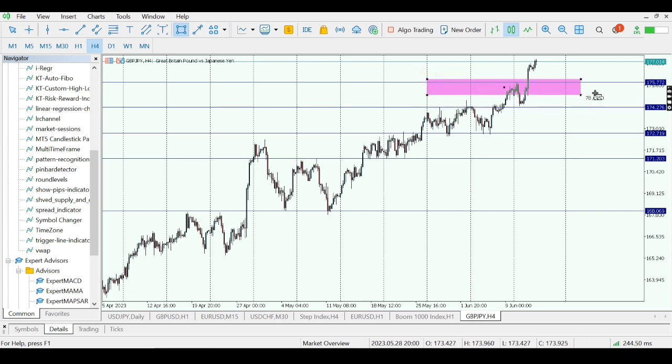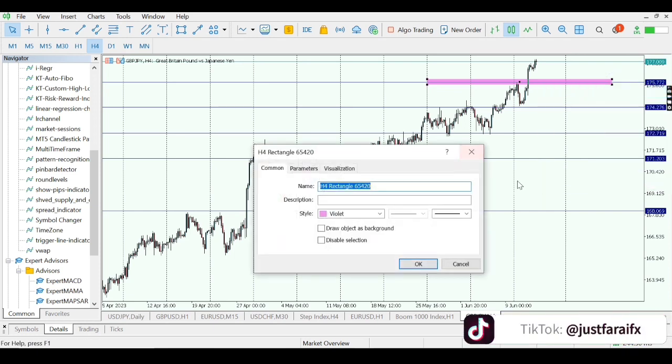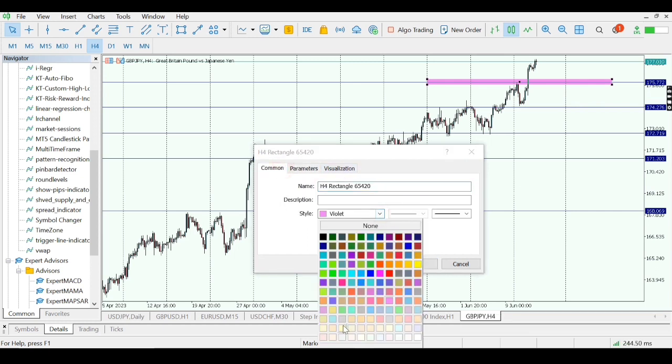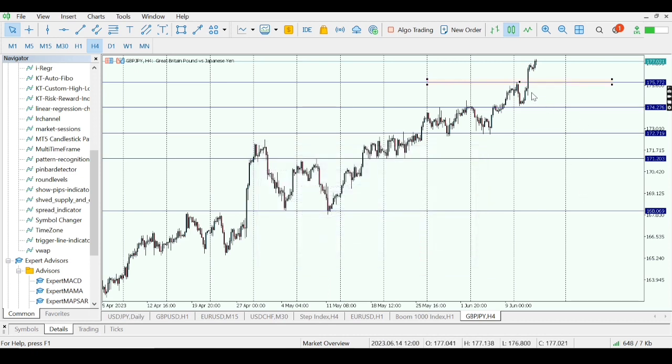Guys, you have to practice this, man. You have to practice this. I don't want to lie, this has been consistent for me. So let me change the color of this rectangle here, right? Let me put it to something a bit pale, like this one. So you can see that the color is visible, right? So let me put my horizontal rectangles here.